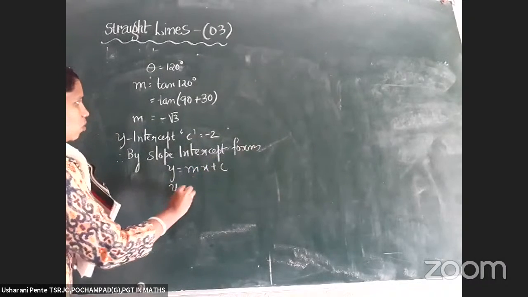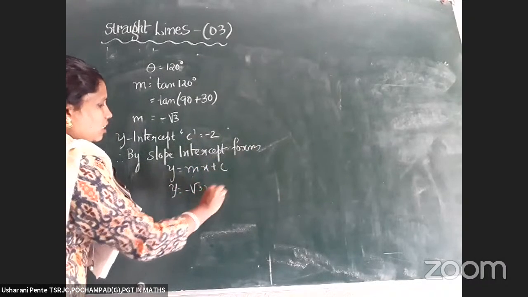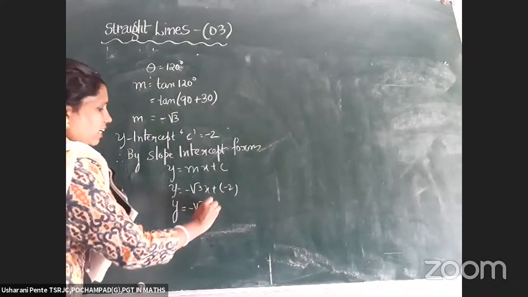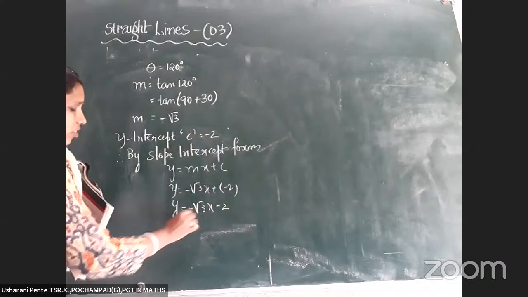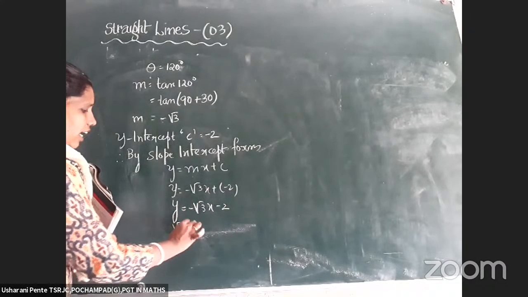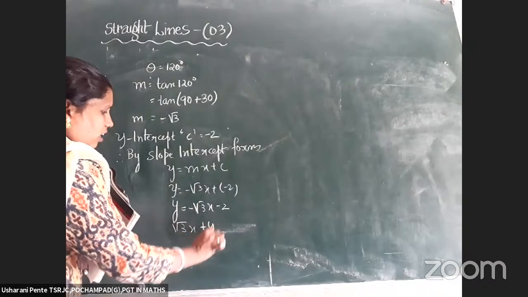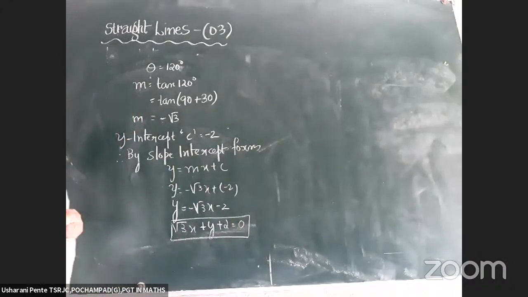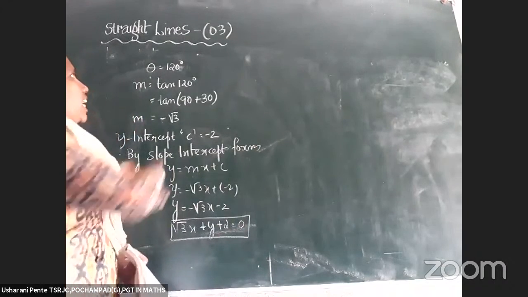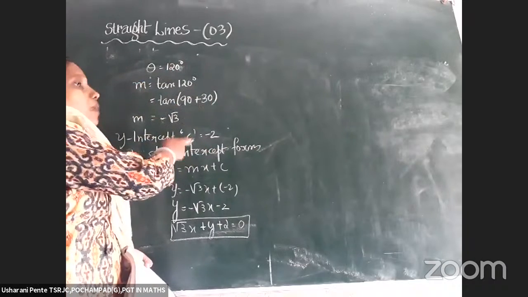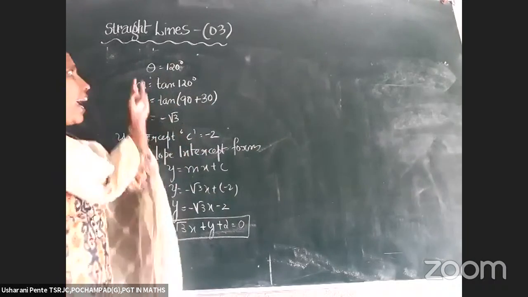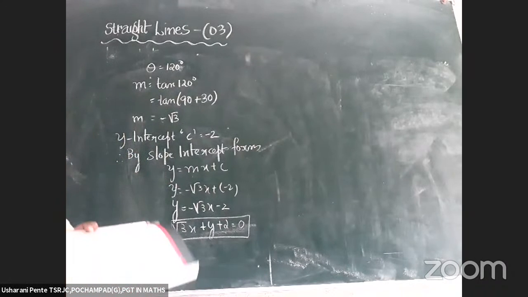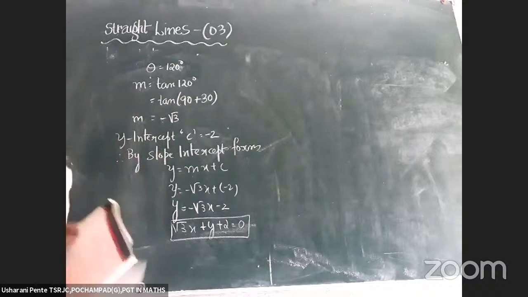So y is equal to minus √3 x minus 2. That is, √3x plus y plus 2 is equal to 0. This is the equation of the straight line. If they give the angle as well as the y-intercept, this is the way we will find the equation of a straight line. We have a sum, take that as homework.